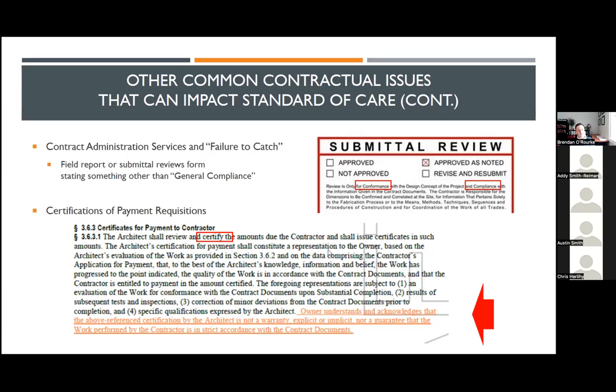If you're only providing site-based visits twice a month, but approving payment for all the work, you want to make it clear that you're not necessarily certifying that all the work is entirely consistent with what's required in the contract documents. Many of you may already be doing this. For those that are not, just something to look out for.